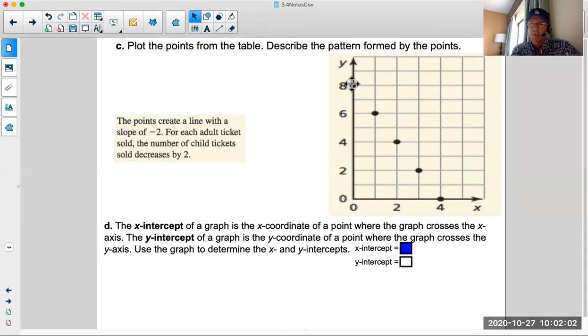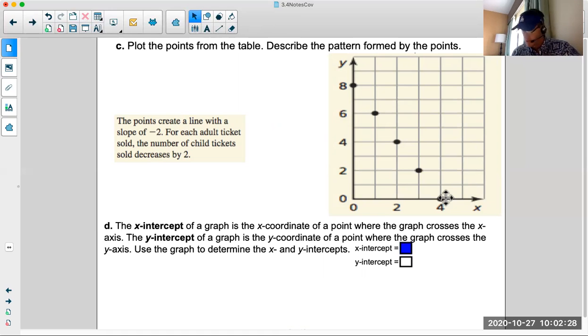Slope is how much you rise or fall over how much you move horizontally, which we call run. So notice we go down to the right one. So this would be a slope of -2 over 1, which equals -2. Wouldn't you expect that the slope for a line would stay the same because it's straight, right?